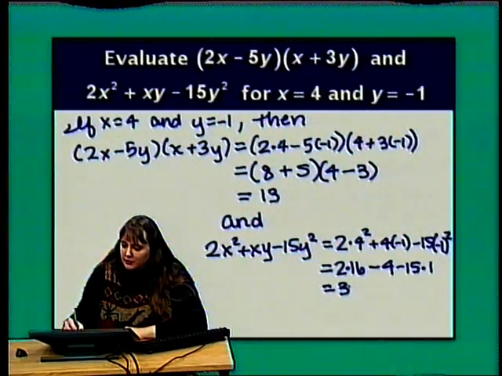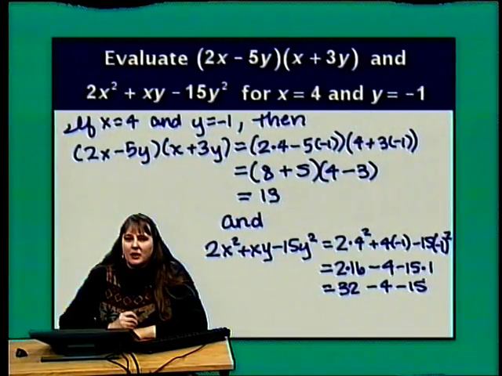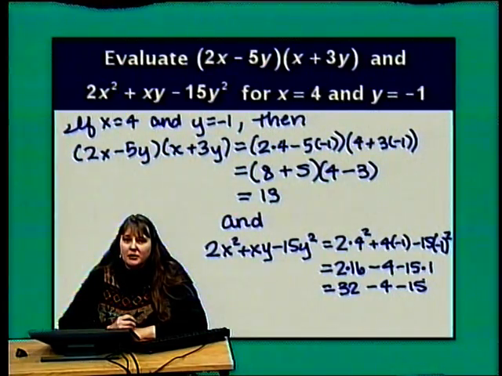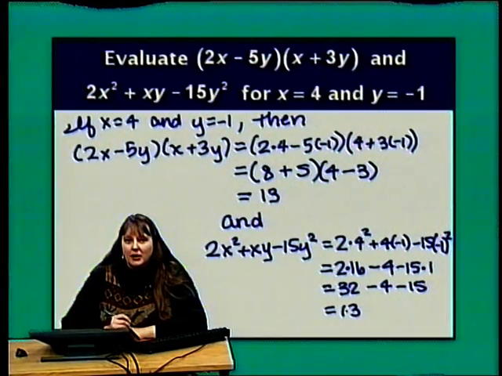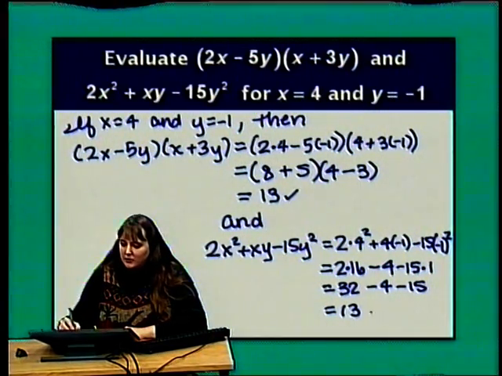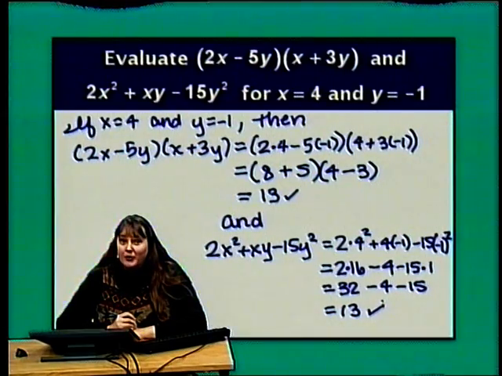So we have 32 minus 4 minus 15. 32 minus 4 is 28. 28 minus 15 is 13. And indeed, we did get the same result both times. In both cases we got 13. Now this doesn't prove that the binomial 2x minus 5y times the binomial x plus 3y indeed equals 2x squared plus xy minus 15y squared, but we have shown that it's true when x is equal to 4 and y is equal to -1.